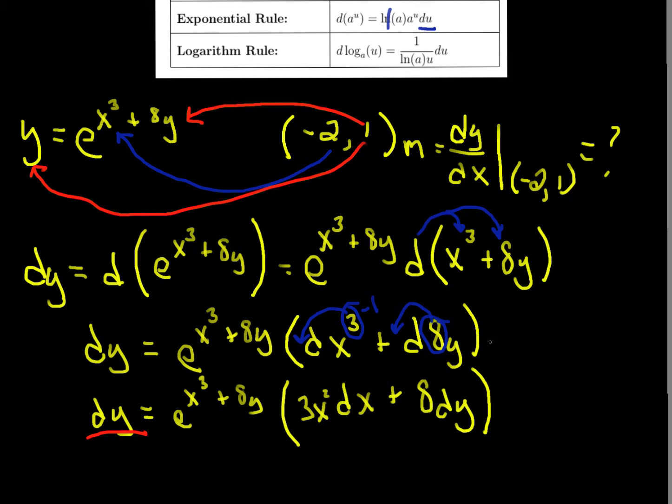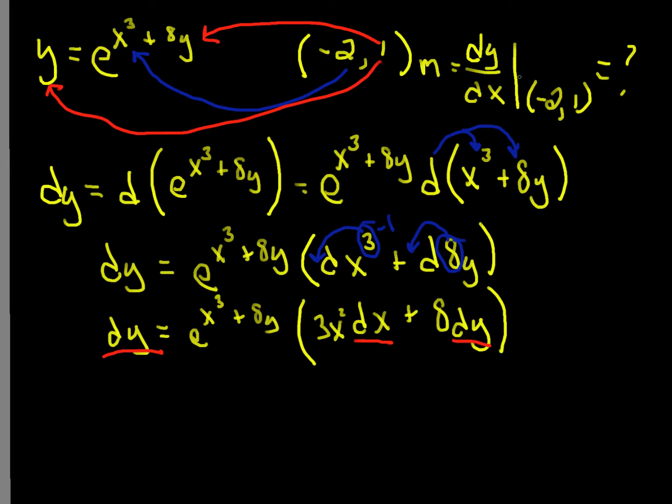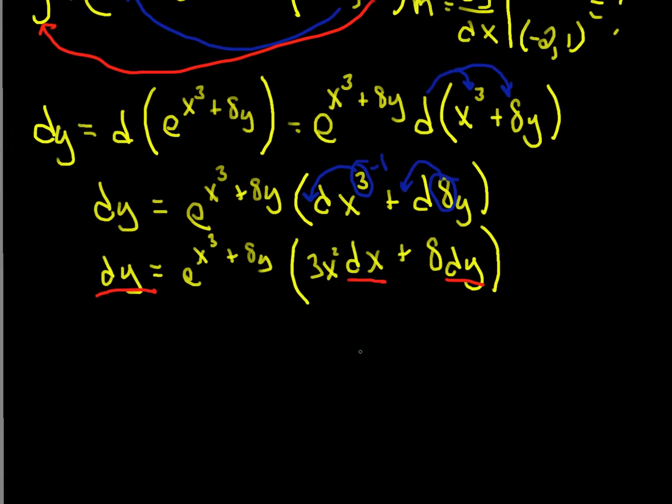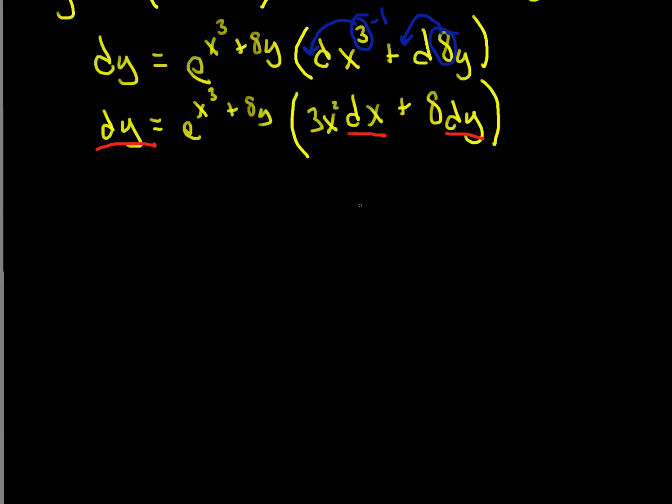Right? I've got a dy, I've got a dx, and I've got a dy. There's no further simplification that I can do. So now, because I want to know what dy/dx is, I need to collect all my dy's together, collect all my dx's together, and then we'll do the appropriate division.